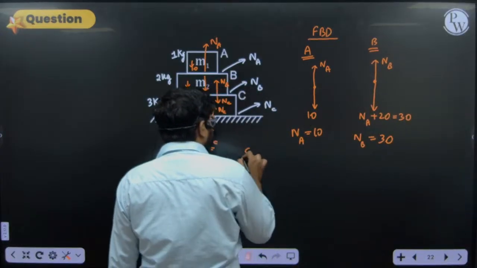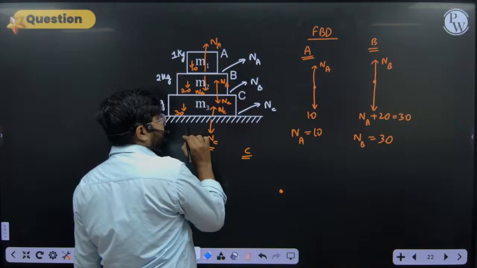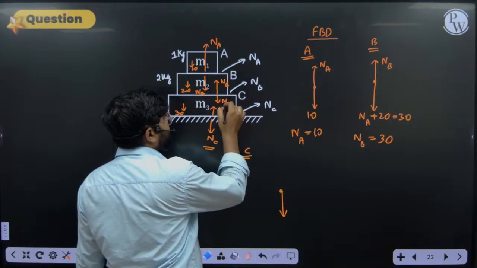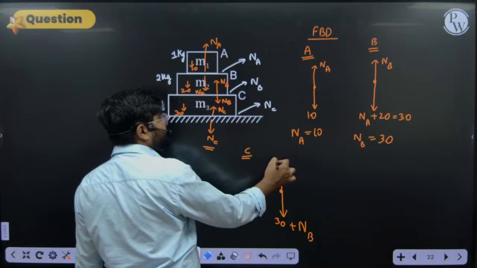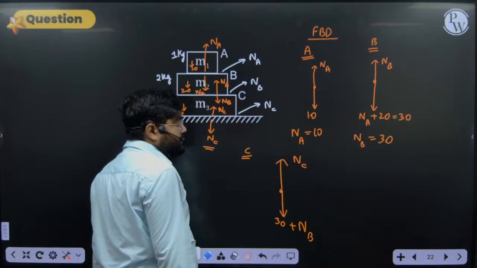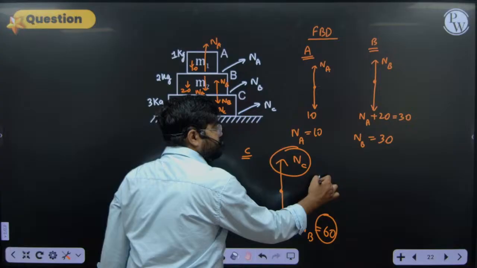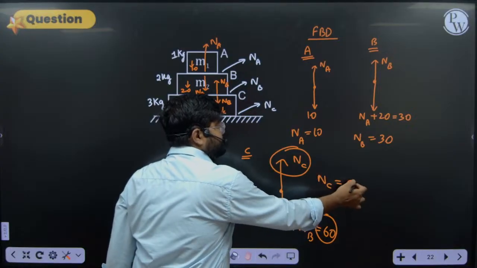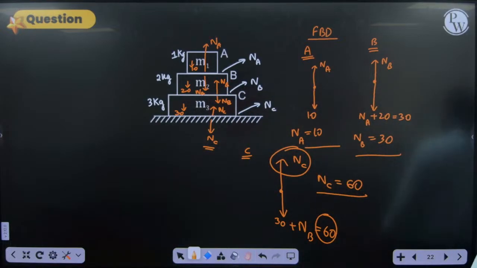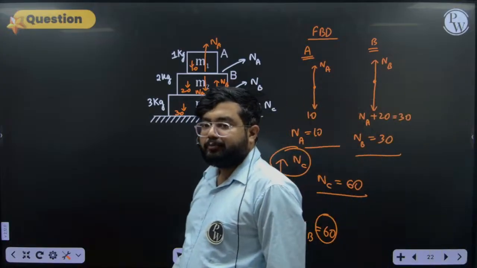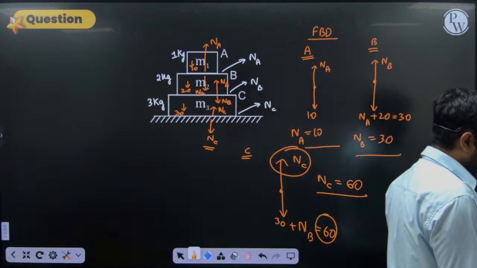Now making the FBD for C. If you see here, 30 and NB are acting downwards, and one force NC is acting upwards. NB is 30, we have calculated, so this whole becomes 60, and this is balancing this 60. So normal at C, NC becomes 60. So in this way, you can make FBDs and solve such questions. I hope this is understood and clear to everyone.